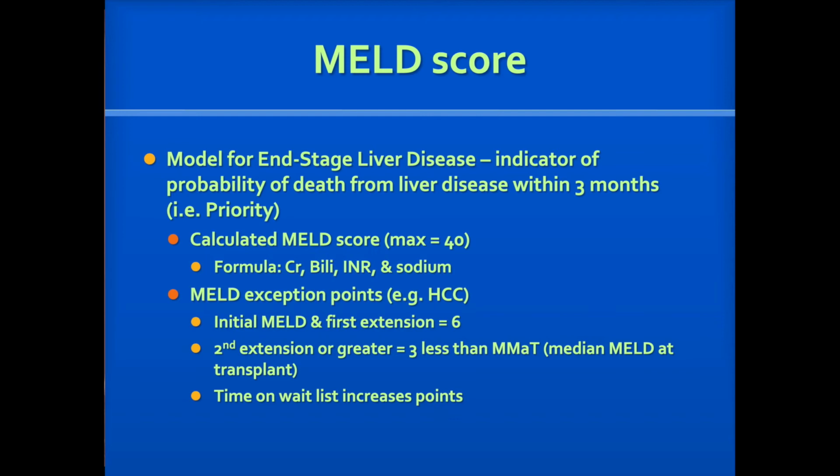And the longer you are on the waiting list, your exception points also tend to increase. The details are not that critical to understand. They actually seem to change quite regularly, but the concept is that you can get prioritization for liver transplant in part because of having a diagnosis of hepatocellular carcinoma, as long as you don't exceed certain criteria that we'll talk about.